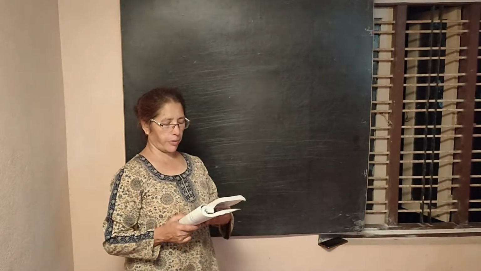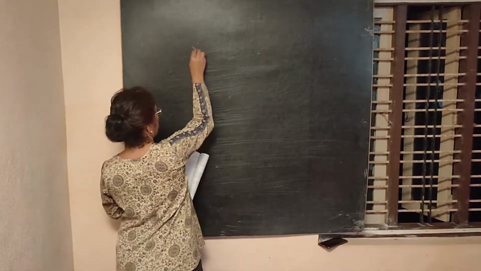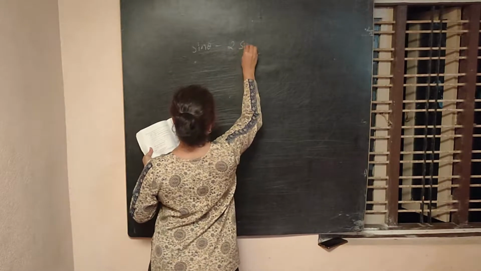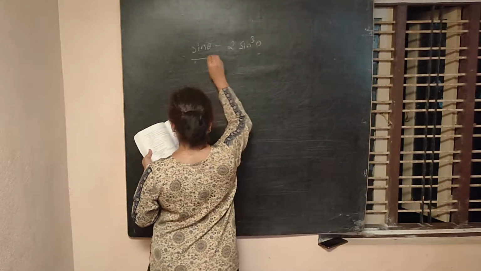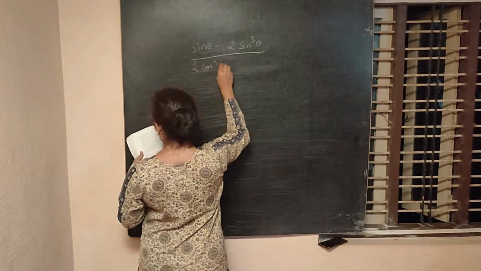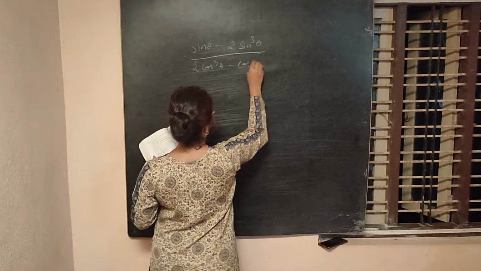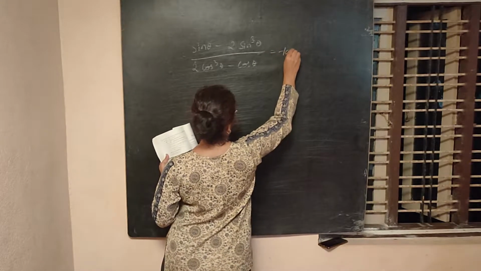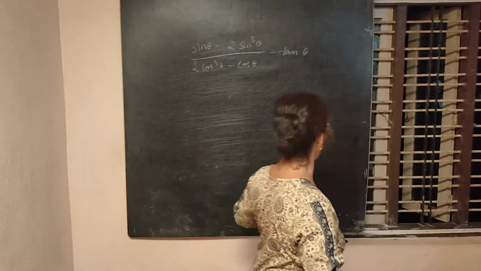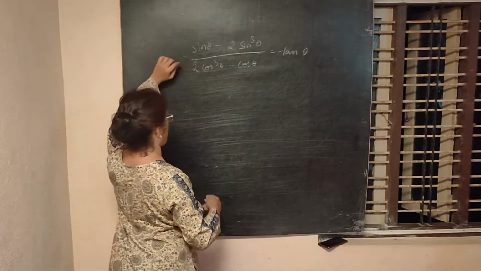Let us go to the next problem. Sin theta minus 2 sin cube theta divided by 2 cos cube theta minus cos theta is equal to tan theta. Now, in order to prove that, again let us start with the left hand side.